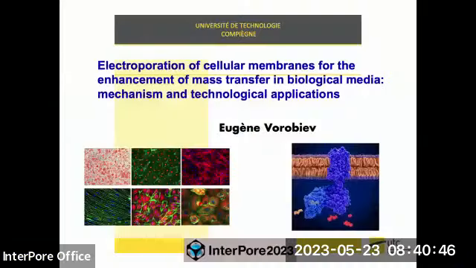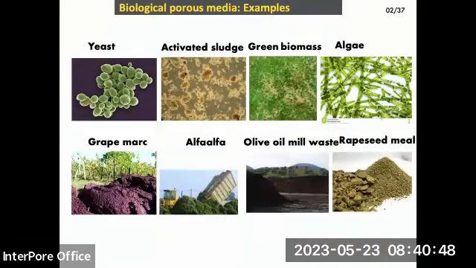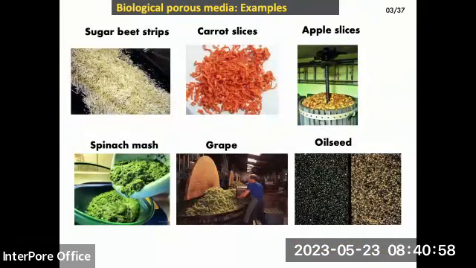My presentation concerns enhancement of mass transfer of biological media using electroporation of cell membranes, and I will speak about the mechanism and technological applications of this process. Here you can see several examples of biological porous media like yeast, activated sludge, green biomass, etc. Here you can see other examples like sugar beet strips, carrot slices, apple slices, spinach mash, etc.